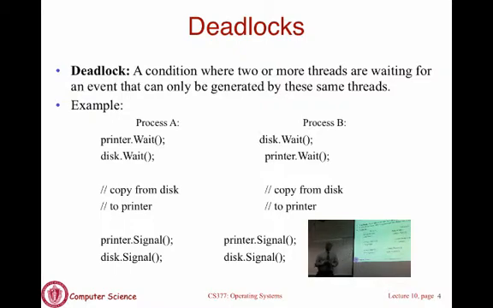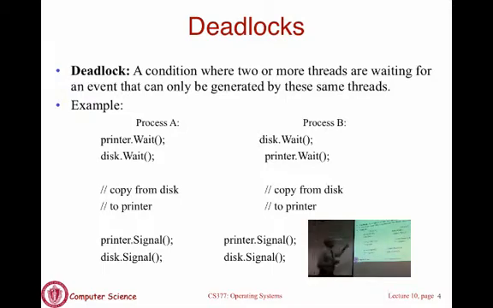A deadlock is a condition when two or more threads are waiting for some event to occur, and that event can also be generated by the same group of threads. That's a slightly abstract definition. Essentially, the common case where deadlock occurs is when some threads hold locks on some resources, and other threads end up waiting for locks, and nobody is able to make progress.